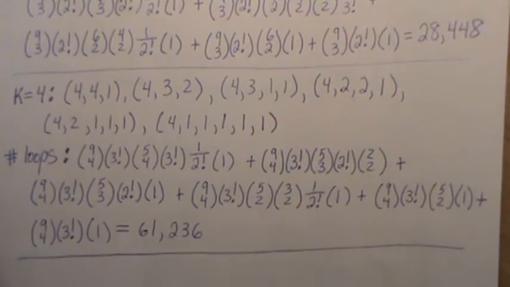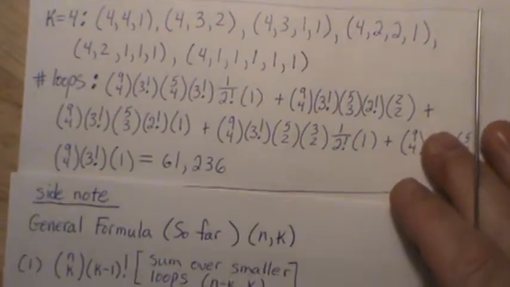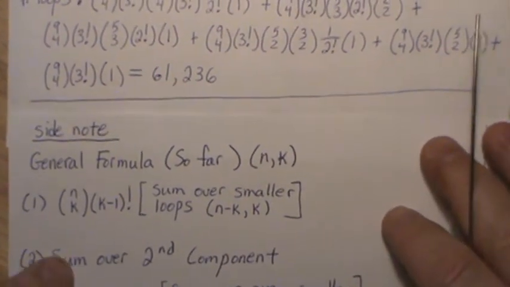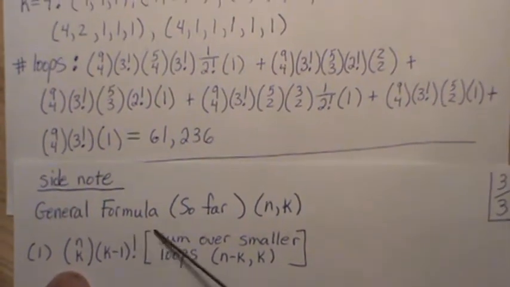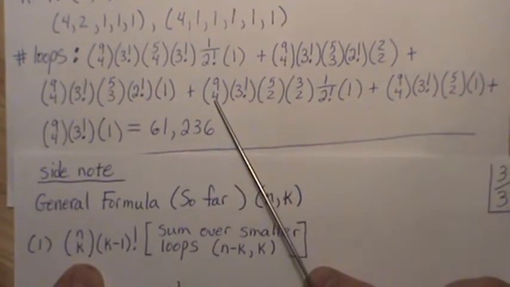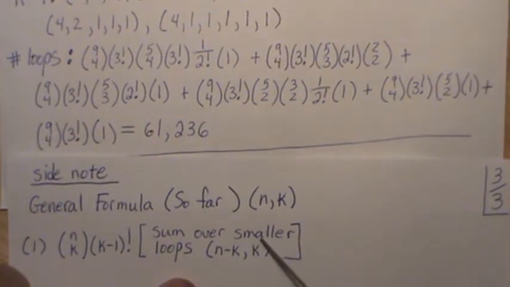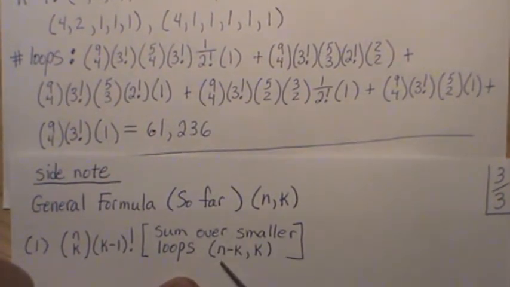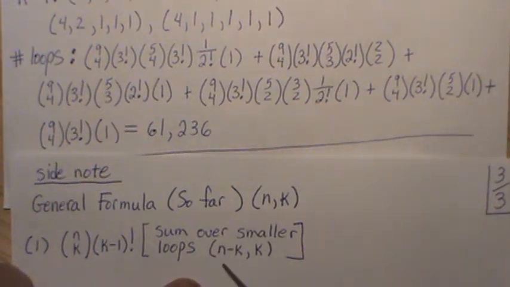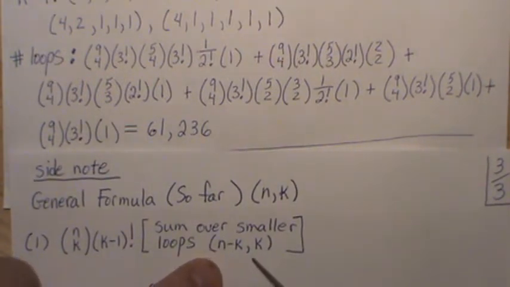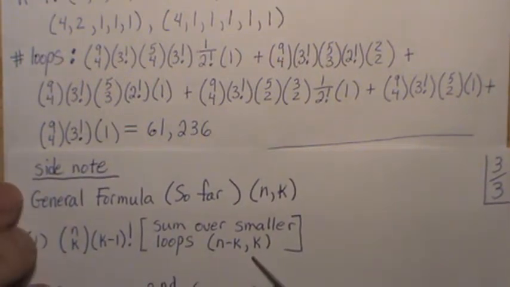And so really what I'm trying to say, here's the general formula so far that we've just said. So we could factor out an n choose k, k minus 1 factorial, and then we sum over these smaller loops somehow, n minus k, k, right? That's a valid point, and it's a quick way to make the problem a little smaller, because this is always the same, and then we sum over a smaller set. So that's definitely the case.